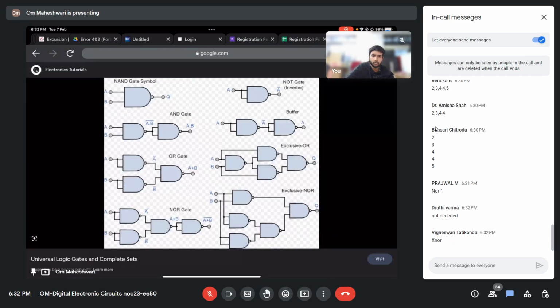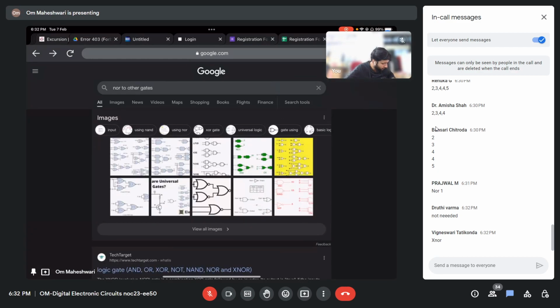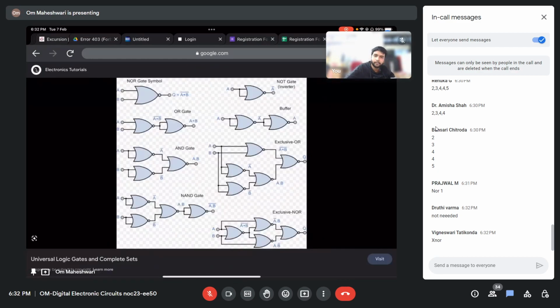Those who do not know, all the gates are given using NOR gates, and similarly you can see from NOR also. Try to solve these. If you face any difficulty in these, please email me. It's fairly easy. You just have to find the output from each of the gates.